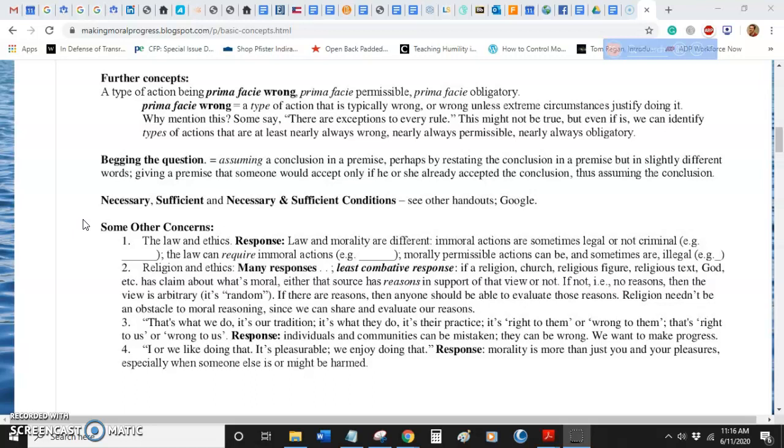Next, I want to just observe that religion and ethics are different. Just because some religion says something's okay doesn't mean it is. Just because some religion says something is wrong doesn't mean it's wrong. So we'll talk about that a little bit down the road.